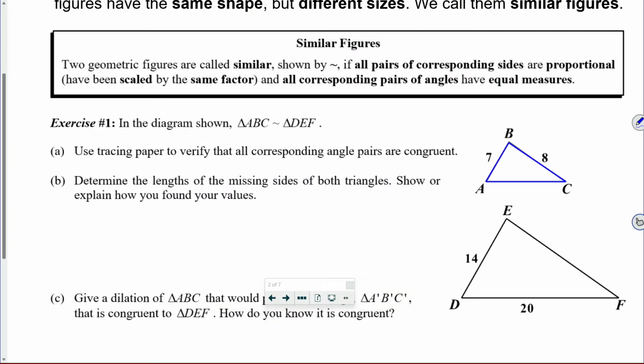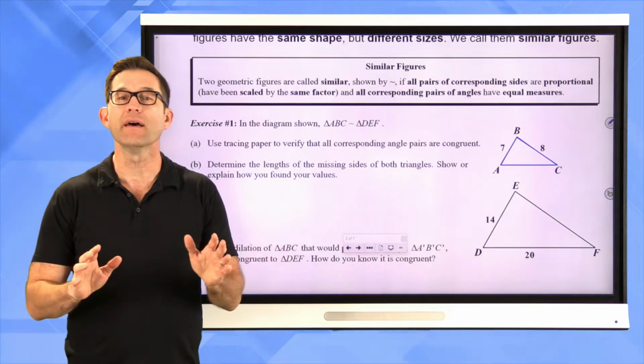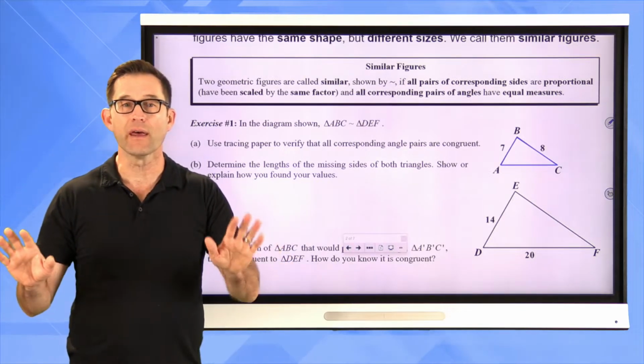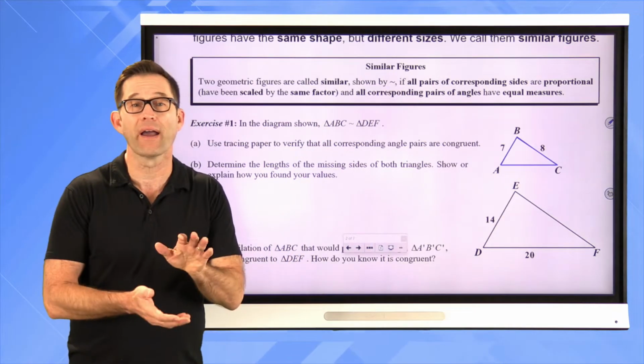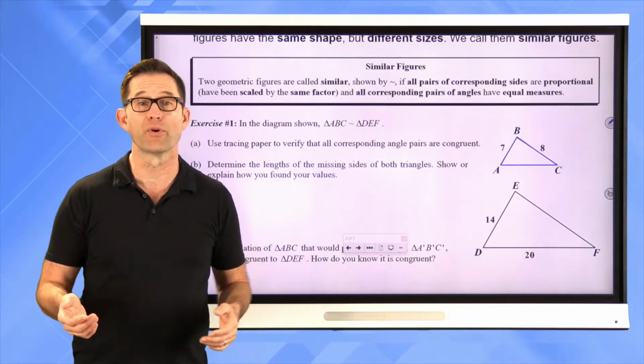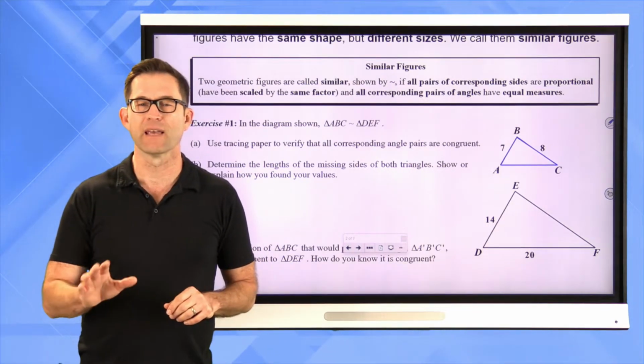Similar figures. Two geometric figures are called similar, shown by that little mark, which is actually called a tilde, if all pairs of corresponding sides are proportional, in other words, they've been scaled by the same factor, and all corresponding pairs of angles have equal measures. All right, so very, very important. This idea that two figures are similar if, when we take each set of corresponding sides and we divide them, we get the same number, and that division will produce the scaling factor. And then all the angles have the same size.